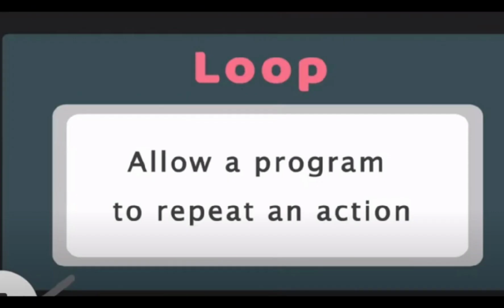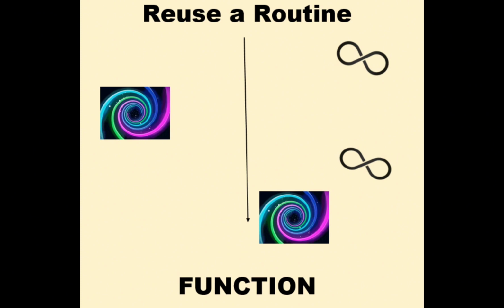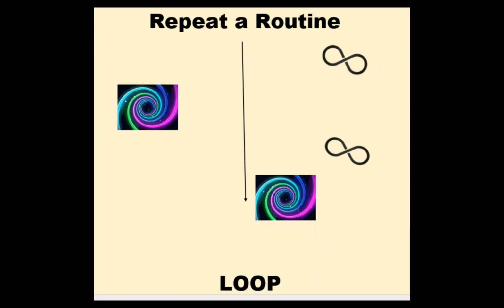Let's look at the definition of a loop. A loop allows a program to repeat an action. So, here we can reuse a routine. With that reuse of the routine, we can turn it into a function. And with the repeat of a routine, this is where we can get a loop.